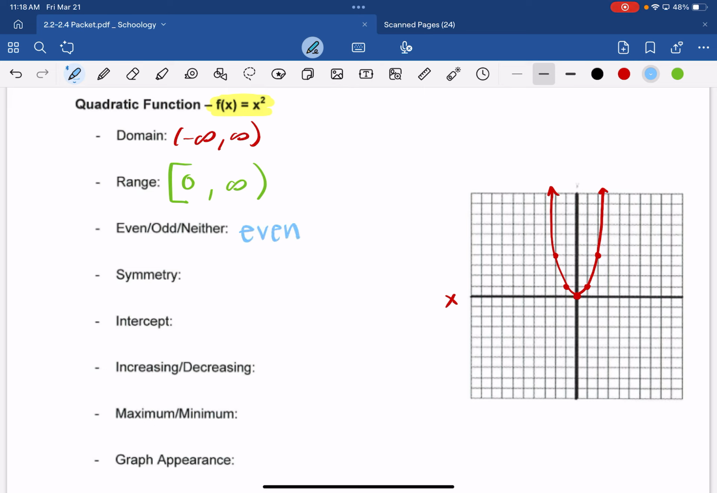Okay, so today we'll have a little built-in review. So this is even. We also kind of answered our second part, right? Its symmetry is about the y-axis. So that's why I'm writing both of these in blue, because they're very much related. You answer one, you kind of answer both.